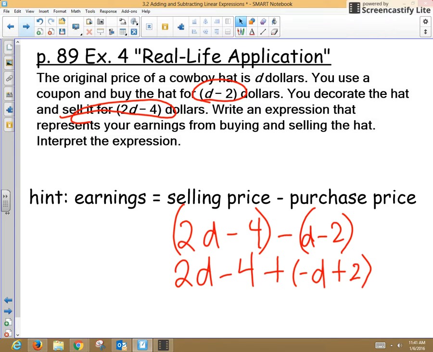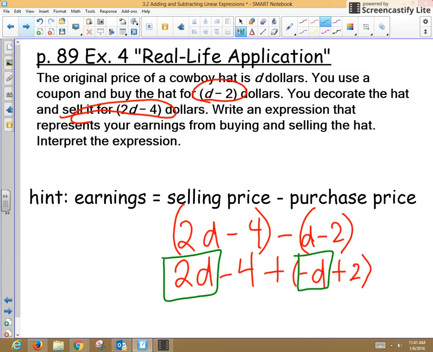Now I'm going to combine like terms. 2D and minus D can be combined. 2 minus 1 is 1D. And then I'm going to combine the minus 4 and the plus 2. Negative 4 plus 2 is minus 2. So our expression is D minus 2.